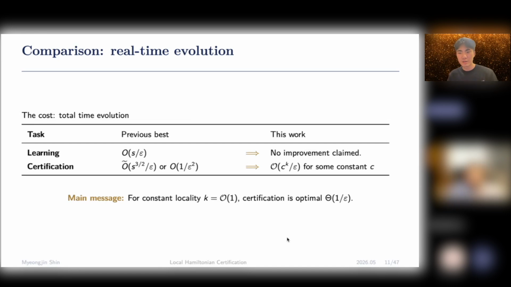So in this work, we improved the total evolution time to O(c to the k over epsilon), where c is a constant. So for a constant locality, where k is a constant, this total evolution time cost is 1 over epsilon, and it is known to be optimal. So we found an optimal certification algorithm for Hamiltonians for the constant locality. This is one of our main results.